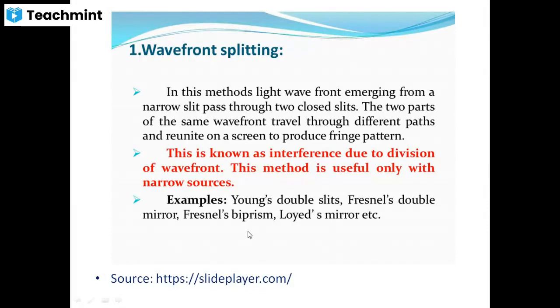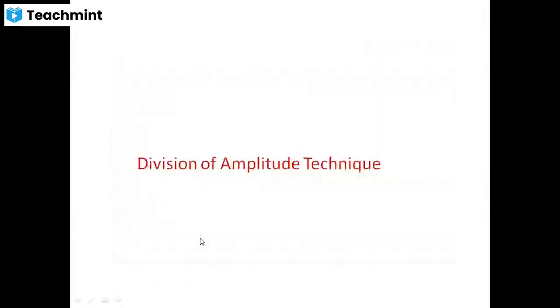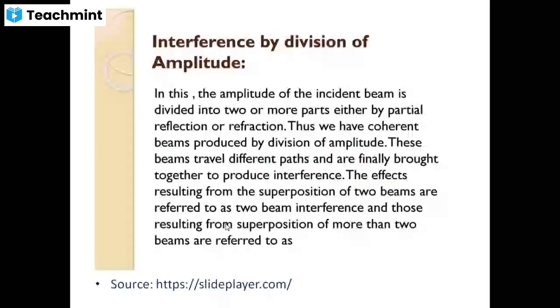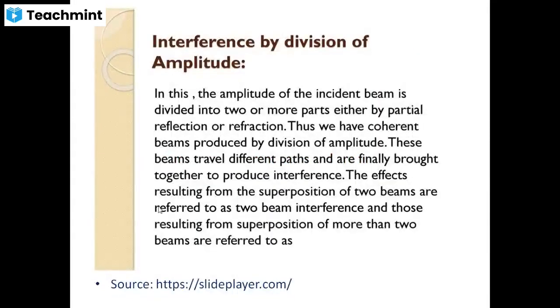So what we have to remember is, in these experiments, the concept involved is division of wavefront technique. Then we discussed the division of amplitude technique. In this technique, the original light amplitude is divided, meaning we transmit part of the light and we reflect part of the light. In that way, the amplitude gets divided. In the previous case, the whole beam was divided. Here the amplitude is getting divided.